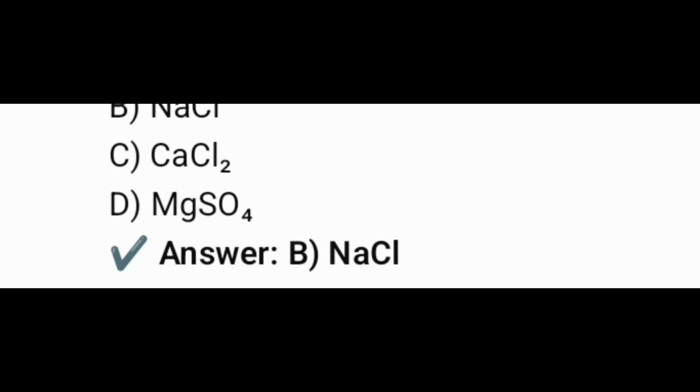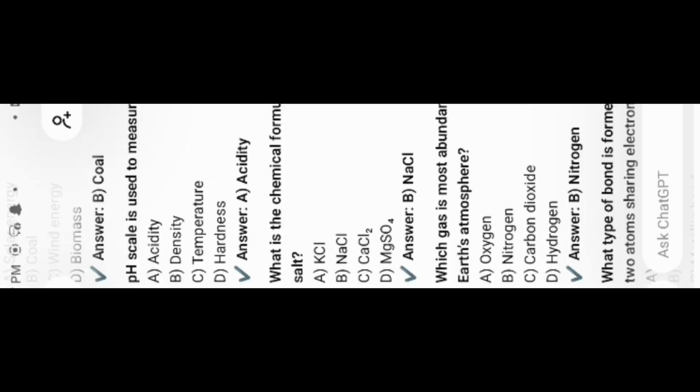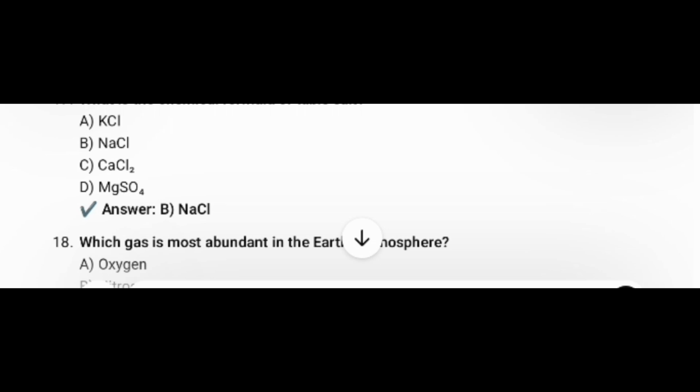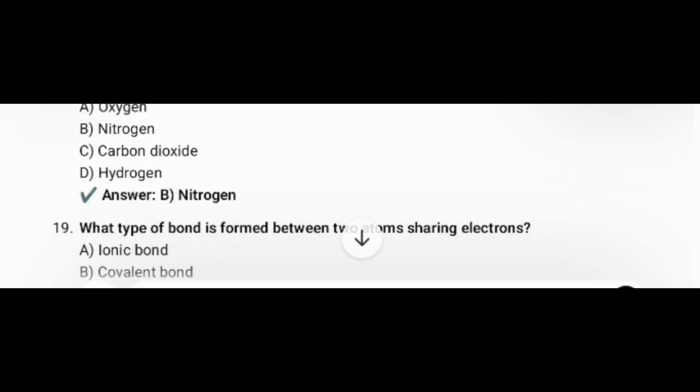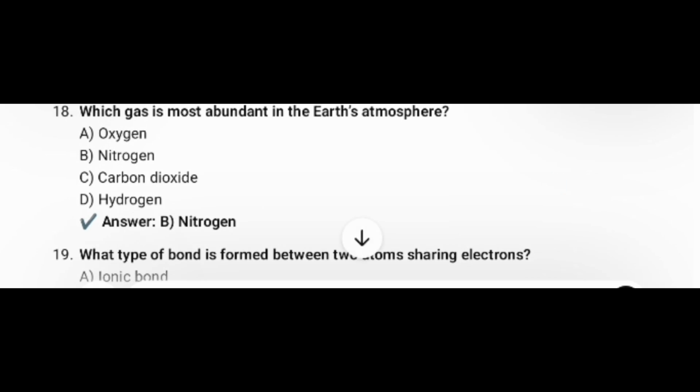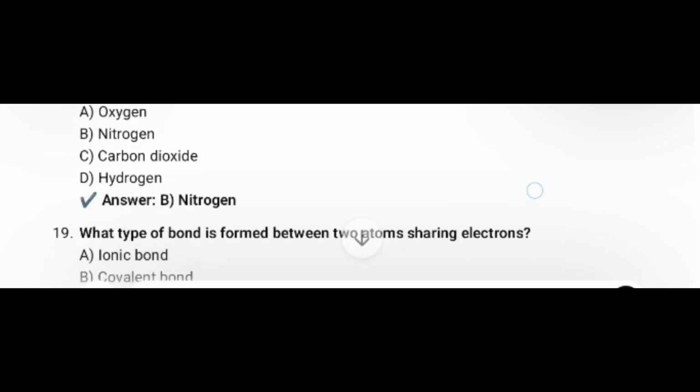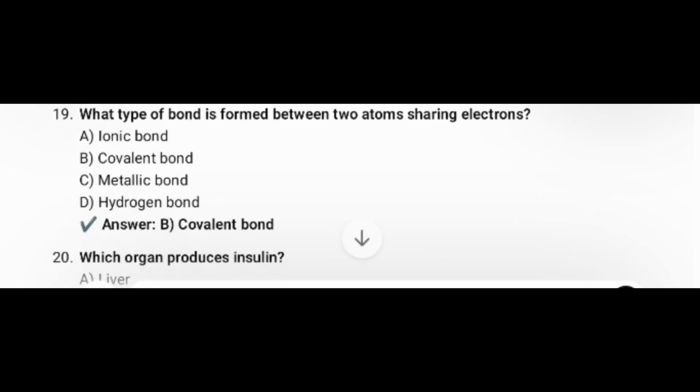Next, which gas is most abundant in the Earth's atmosphere? Correct option is option B, nitrogen. Next, what type of bond is formed between two atoms sharing electrons? Option B, covalent bond.